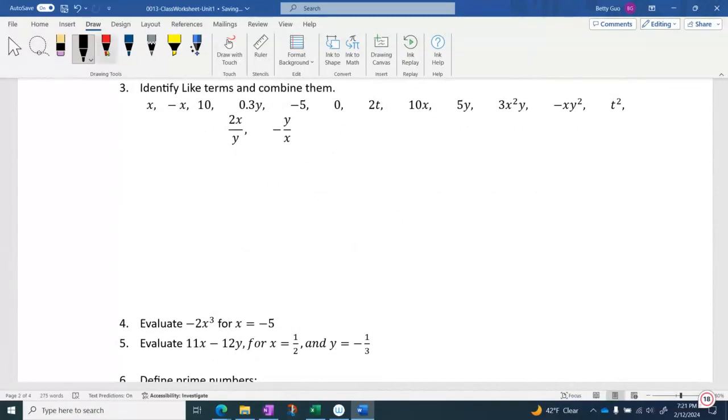All right, let's start from the first one. The first one, x. A term or not? What's the coefficient?